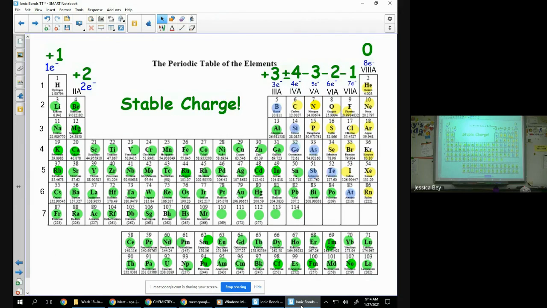You have your charge on here. So this is valence electrons. And then this is the charge. Those are going to be the numbers on the top of the row. Argon is over here. Does it react? It's a noble gas.